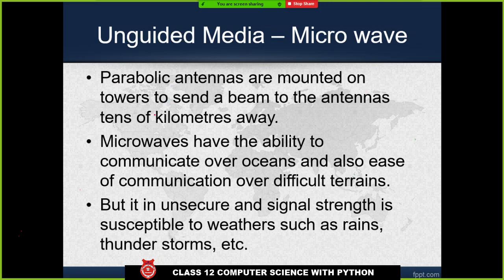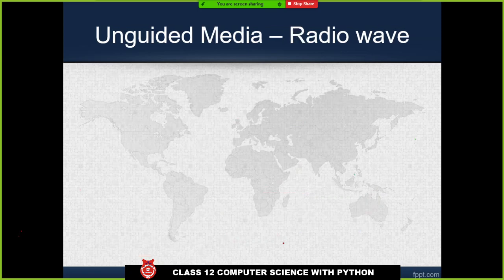Parabolic antennas are mounted on towers to send beams of signal kilometers away. Microwaves have the ability to communicate over oceans and also for communications over difficult terrains. But it is unsecure, and signal strength is susceptible to weather such as rain and thunderstorms, etc.